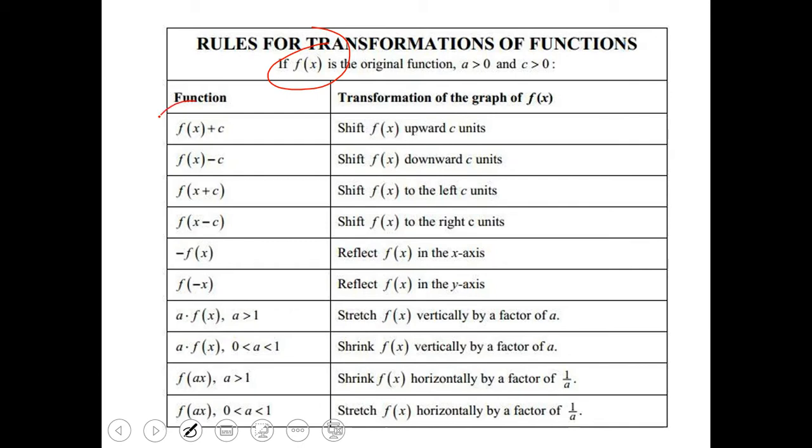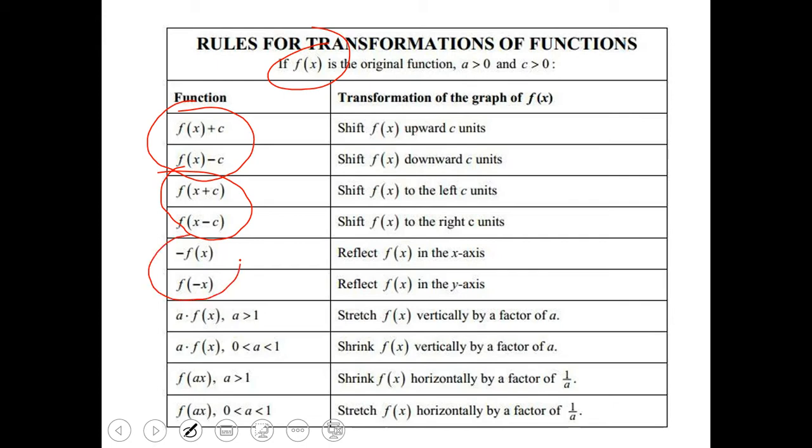So the first set of transformations is what if you want to move the graph up or down? You would do that by putting a plus or a minus on the outside, and then you of course follow the sign. Positive is up and negative is down. When you're trying to move the graph left or right, that happens inside the function, and you always do the opposite. So a plus c implies to the left, and a minus c would be to the right.